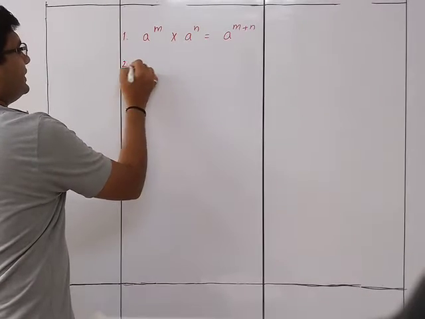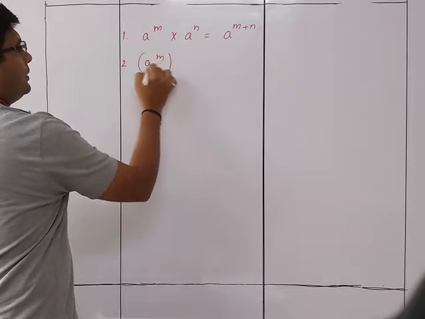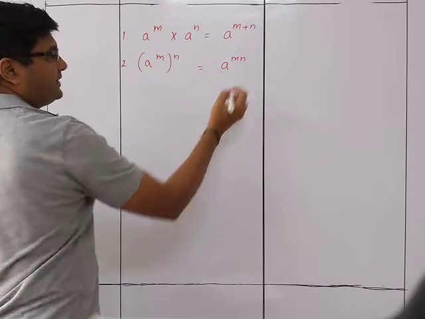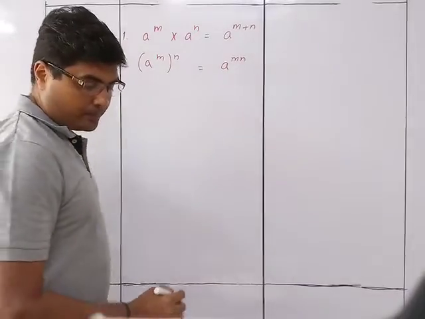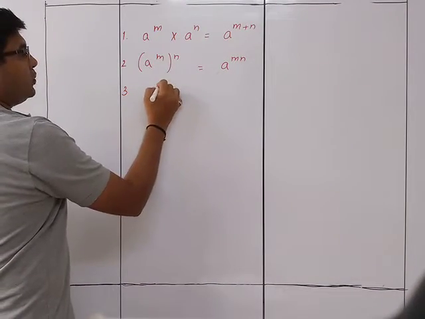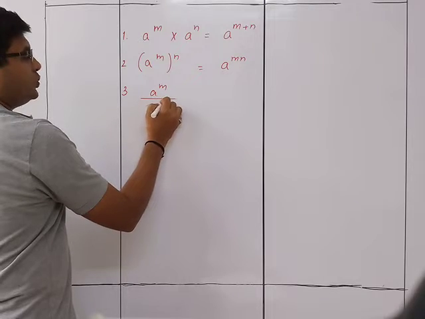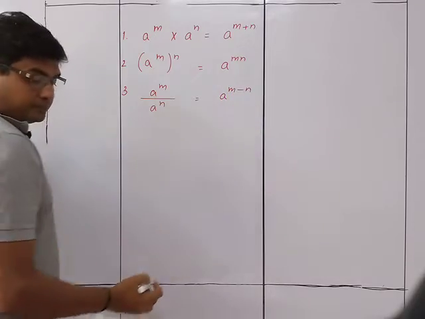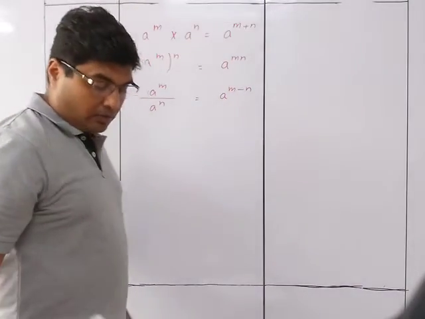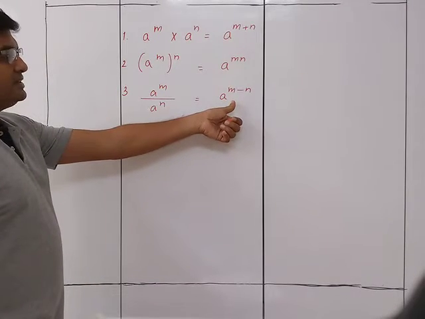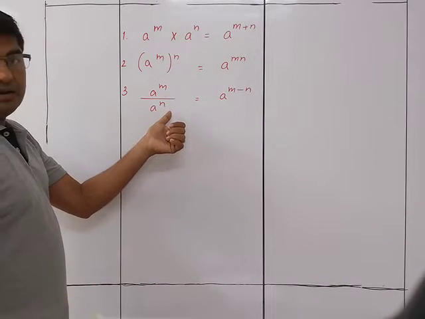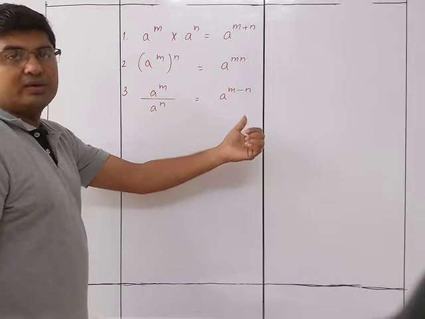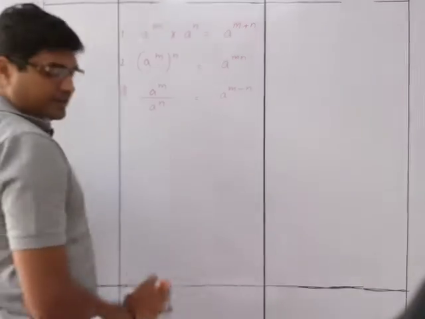The next one is a raised to m whole raised to n, which is nothing but a raised to m into n. That is the second one. The third one will be a raised to m divided by a raised to n. This will give me a raised to m minus n. Got it? Now, it may happen in this case that your n is greater, then you get a negative sign. So there will be a separate rule for how to convert the negative sign into positive. So right now we'll just consider it this way.